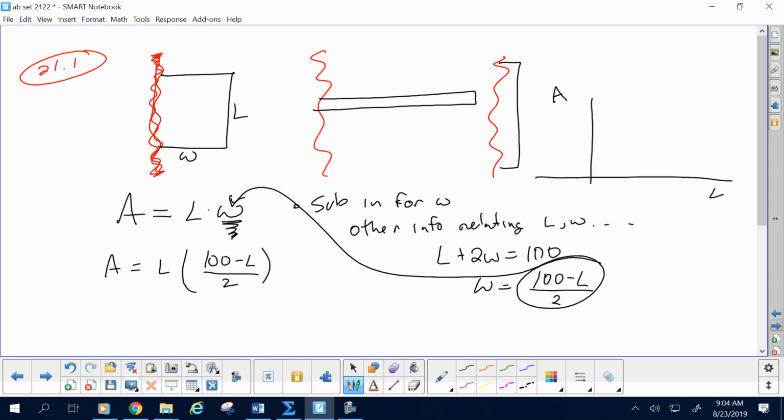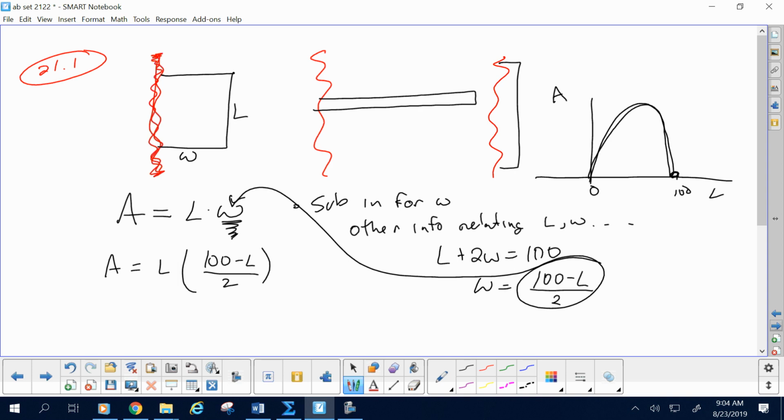I know that graph looks funny, but what kind of graph is it? Think negative L squared. It's a parabola, opening up or down? Down. What are the zeros? Factored form allows you to find zeros. What are the zeros? 0 and 100. Oops, I missed. You get the idea.